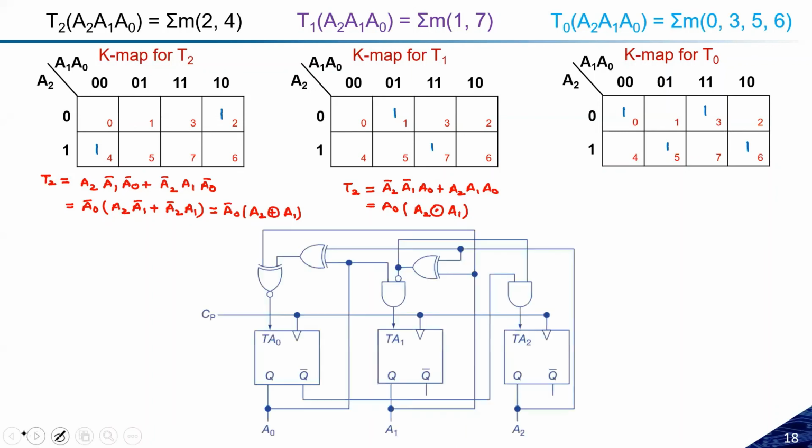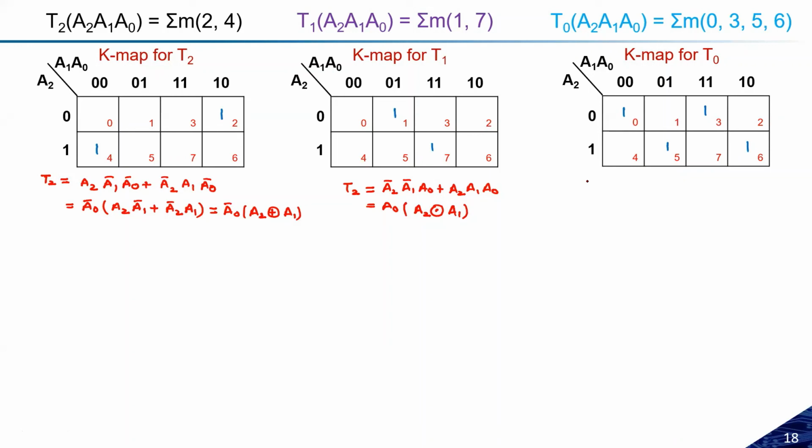The third one is T0, sorry, this is T1 that we just did. So T0 is equal to, directly if you can see here, this looks like a diagonal. If they are diagonal in this direction, they are nothing but an XNOR kind of structure. And this is nothing but A2 XNOR A1 XNOR A0. This is what we have already done, right?